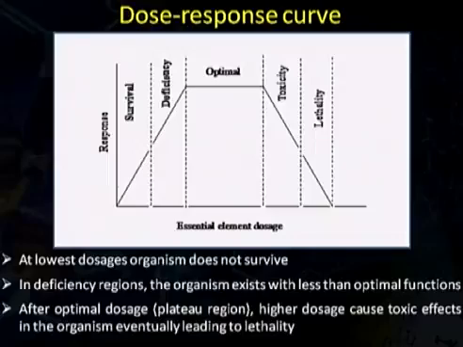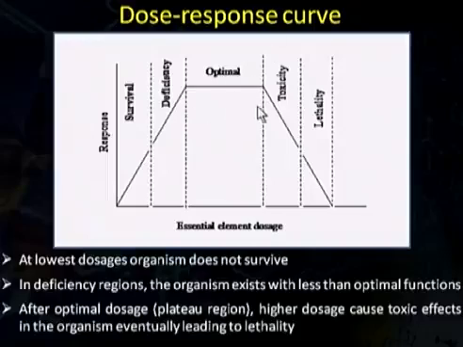Every essential element follows a dose response curve. This is basically a plot between the essential element dosage and its response, and this type of plot is obtained. In the dose response curve, we see that at lowest dosage the organism does not survive. In the deficiency region, the organism exists with less than optimal function. Then we have the optimal region, which is the plateau region.